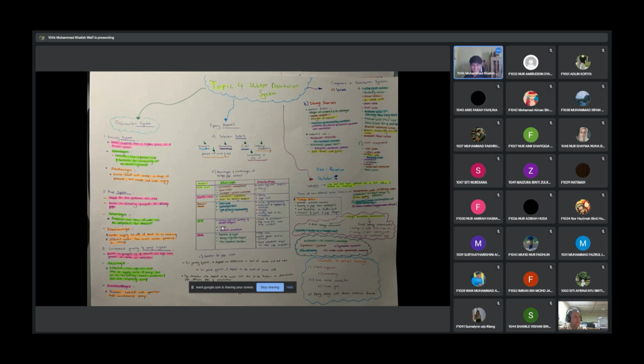For cast iron, ductile iron, asbestos cement, steel, and HDPE. And after that, we have components in distribution system such as valve and storage reservoir. And then lastly is non-revenue water.